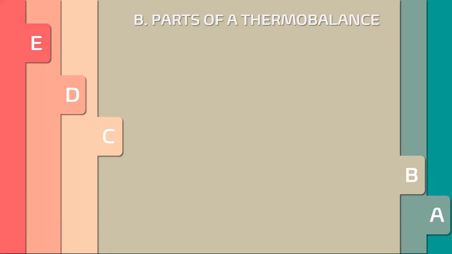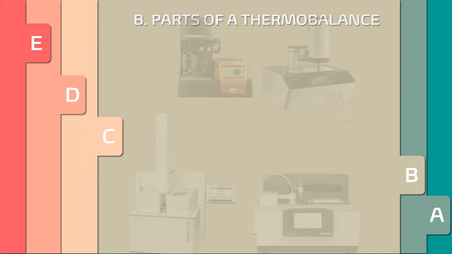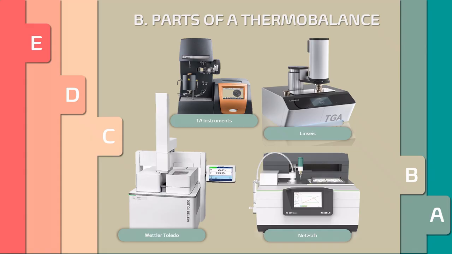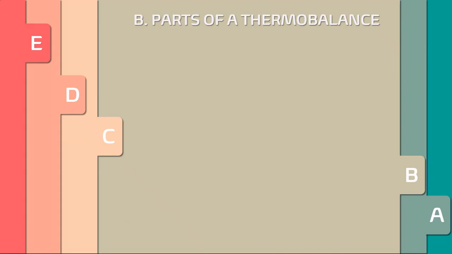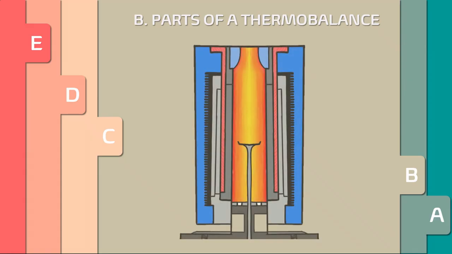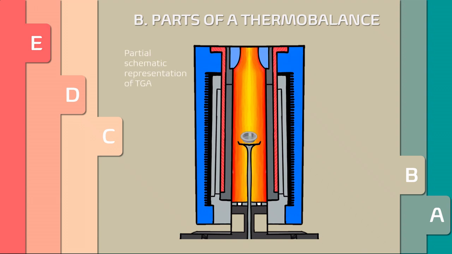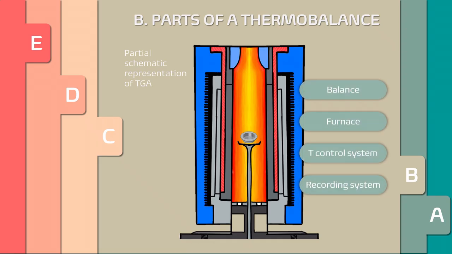Let's see now what a TGA equipment looks like. Different manufacturers provide TGA devices with different aspects and spatial configurations. These are just some examples. In any case, every thermogravimetric analyzer, TGA equipment or thermobalance consists of several basic components, including a balance, a furnace, programmed temperature control system, and recording system.